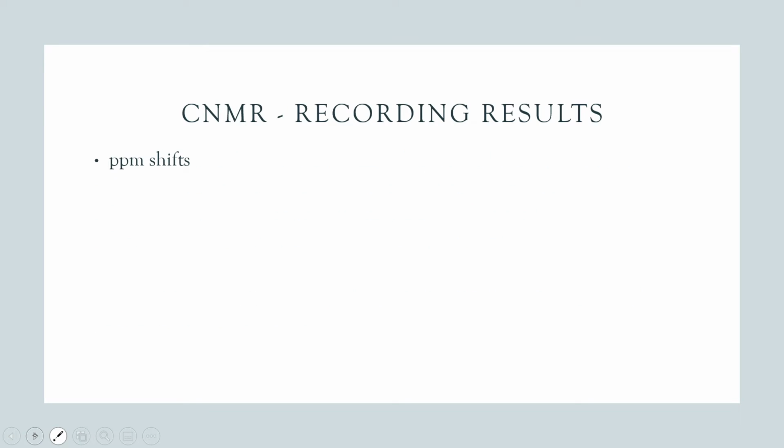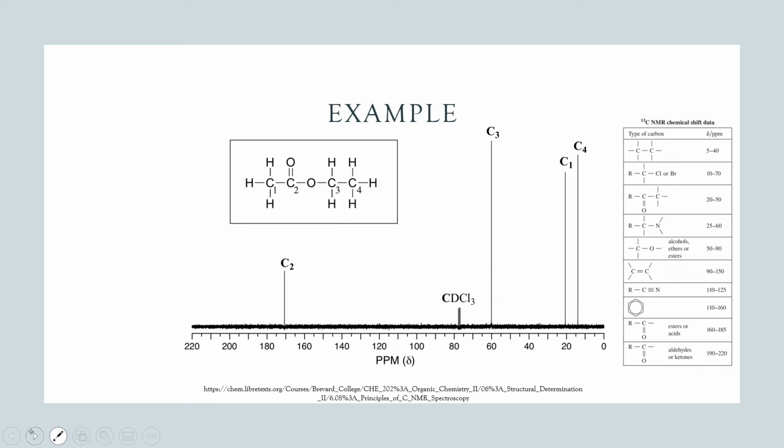So the last thing that I want to look at today is CNMR, and when we're recording results, all we need to do is record ppm shifts. So if we look at an example of CNMR, we'll see that there aren't really any splitting patterns present. We just have single peaks that are at corresponding ppm shifts.